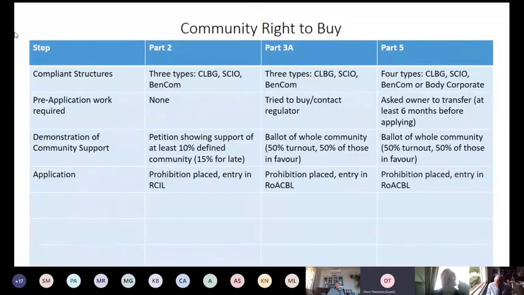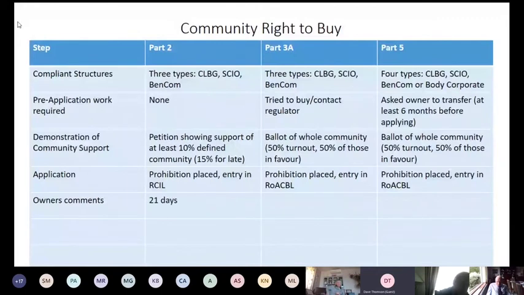Exactly the same for Part 5. It's placed in the same register as Part 3A. It'll be obvious from the reference numbers given which ones are which, but it's all the same information that's there. So the applications are there in the public domain for anybody to see. Owners are given the opportunity to comment on applications. It's an open process. We have to balance up all sides of the argument, if indeed there is an argument, to make sure that it's a fair decision.